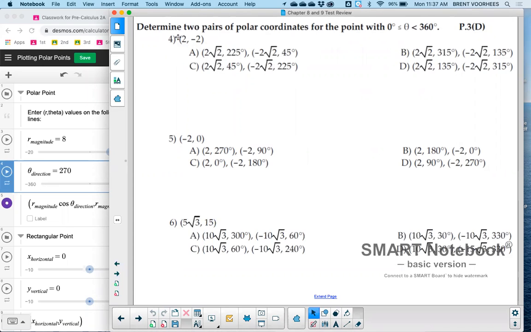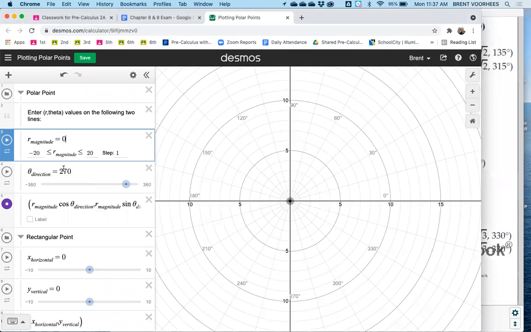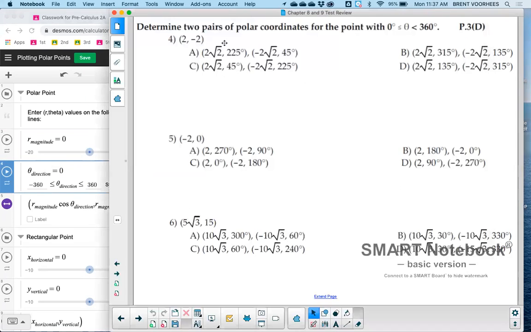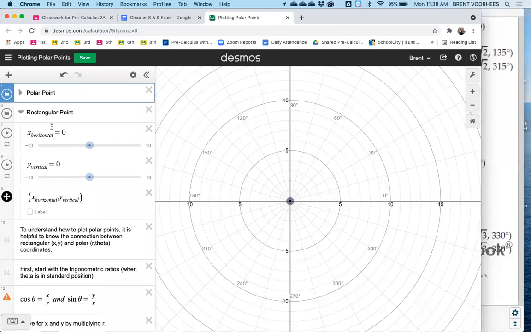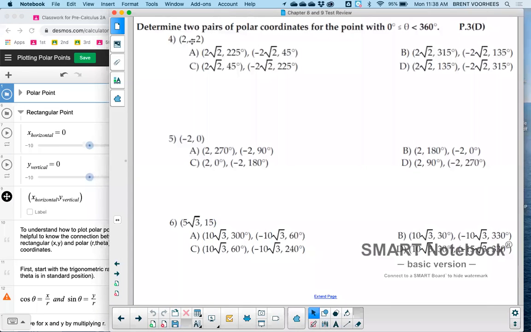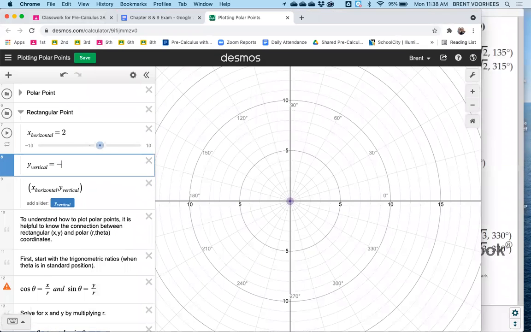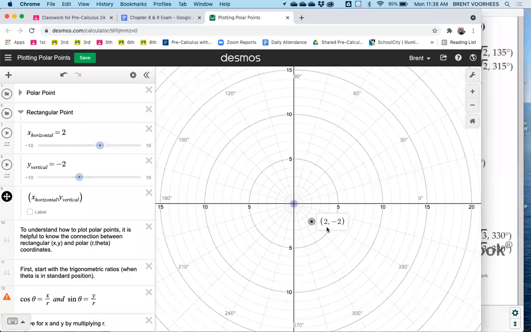So number 1 says the value is 2, -2. I'm going to come over here and put 0, 0 to clear it off. This time, since the point is an x and a y, I'm not going to plot it as a polar point. I'm going to plot it as a rectangular point. The value was 2, -2. Now when I plot this, if you click it, it's still going to say 2, -2. It's not going to tell you the answer like the previous form did.